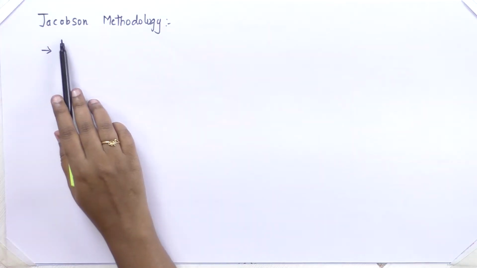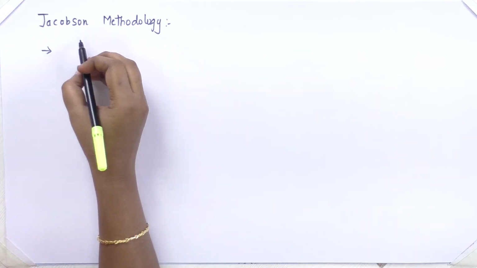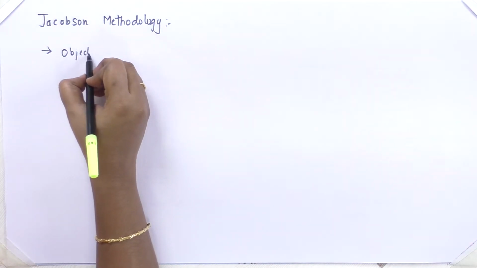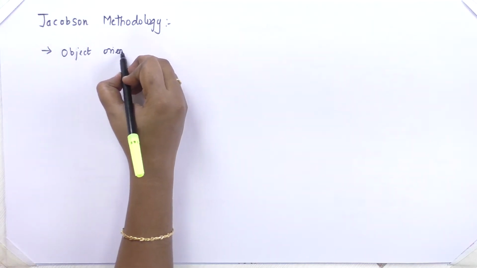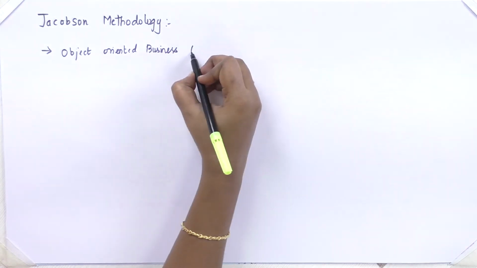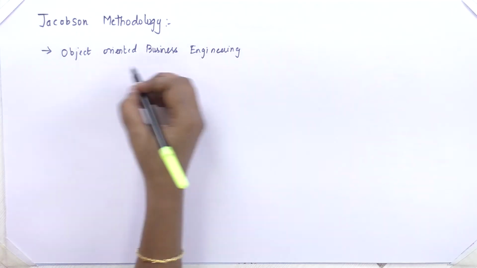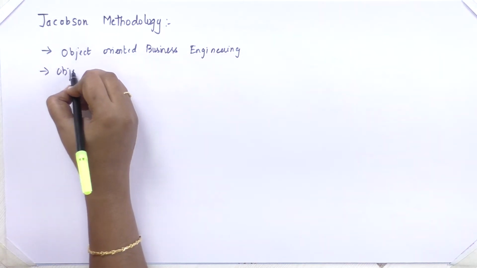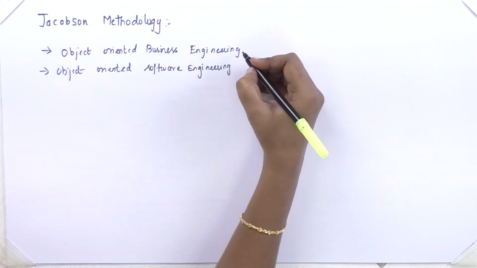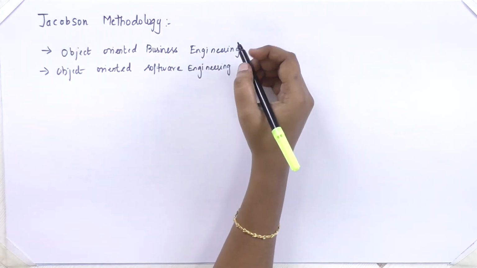The next methodology is Jacobson methodology. Jacobson methodology has two methodologies: object-oriented business engineering, and object-oriented software engineering. So these are the two methodologies used by the Jacobson technique.